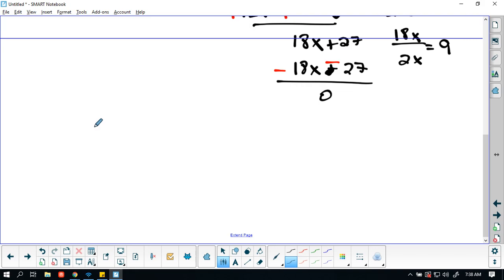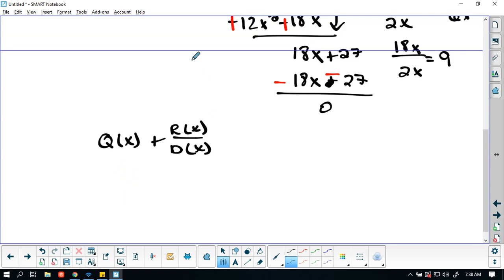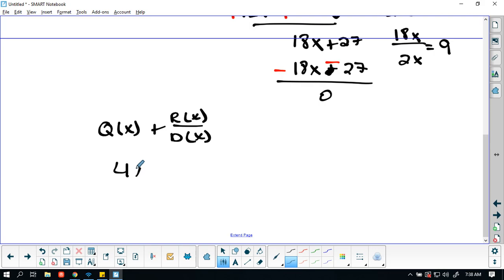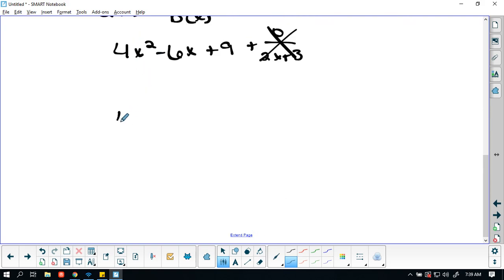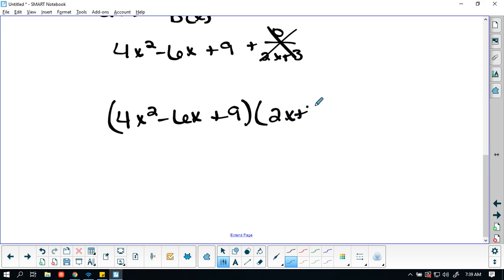So I'm going to write it in the Q of x plus R of x divided by D of x form. I guess we're going to use capital letters because they use capital letters. We're going to see this as 4x squared minus 6x plus 9. And then we don't have a remainder, so this would be 0 over 2x plus 3. And we don't really have to have that in there, so I'm not going to include it. The other way we could write this is 4x squared minus 6x plus 9 times 2x plus 3 plus 0 for a remainder. So this would be the Q of x times D of x plus R of x.